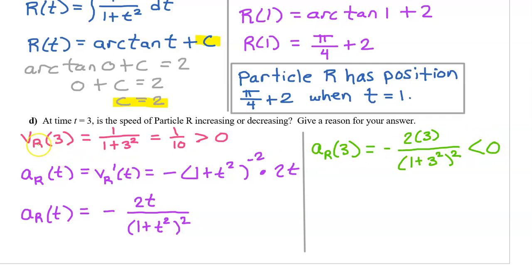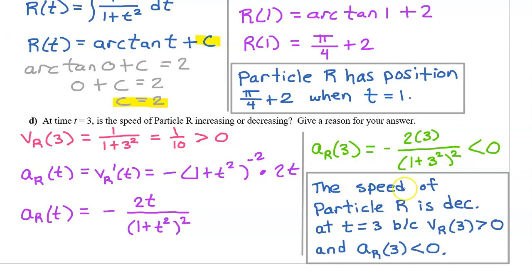So notice that the velocity at 3 was positive. The acceleration is negative. Since the signs are different, that means that the speed is decreasing. We say the speed of particle r is decreasing at time t equals 3 because the velocity of r at 3 is positive and the acceleration of r at 3 is negative.